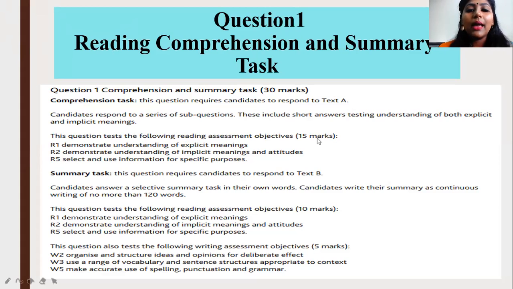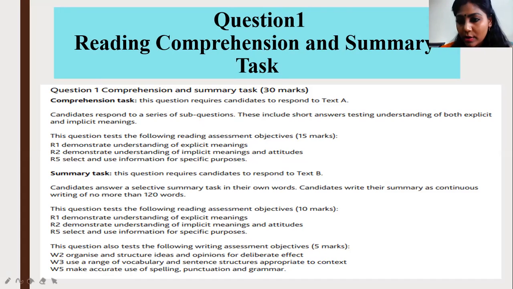When we look at the assessment objective, they are basically focusing more on reading assessment. That means the ability for students to demonstrate their understanding of explicit meanings, implicit meanings, and also the attitudes. It is also very important for candidates to select and use information for specific purposes based on text A.